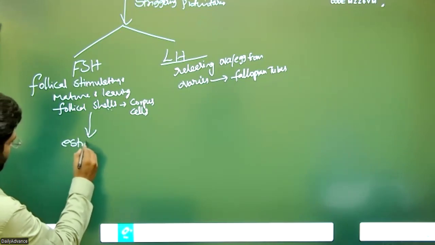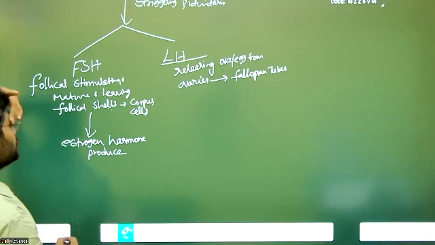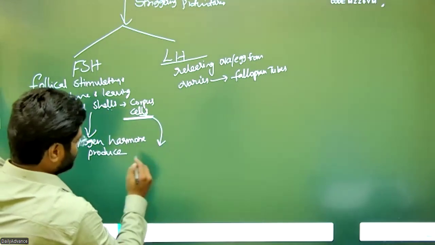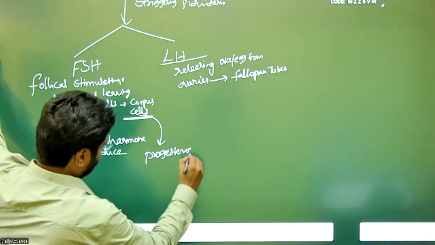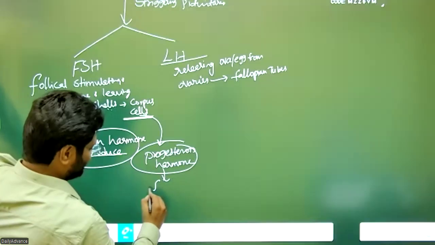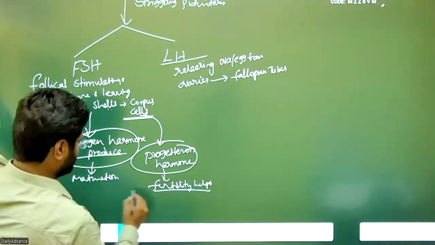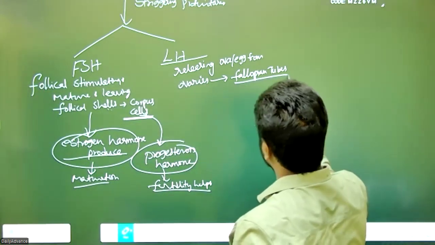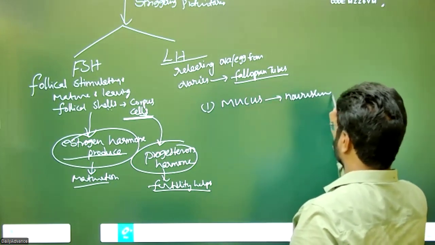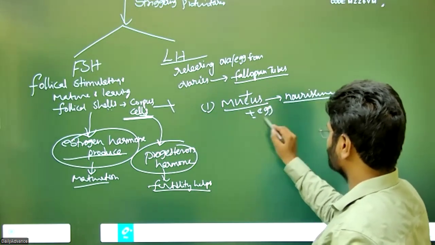Under the influence of FSH, the estrogen hormone is produced. These corpus cells produce the progesterone hormone. The estrogen hormone helps in maturity of the egg, and the progesterone hormone helps in fertilization. The ova is released into the fallopian tubes. At the same time, mucus is present in the uterus. This mucus is for nourishment. If there is no fertilization, this mucus along with the corpus cells and egg are released together. That we call the menstruation cycle.